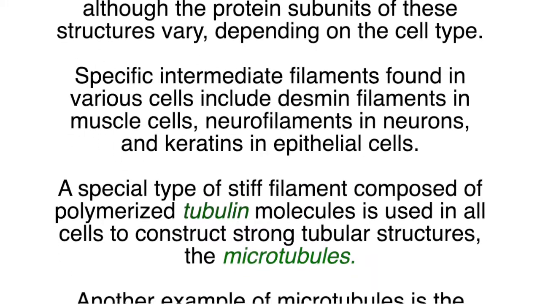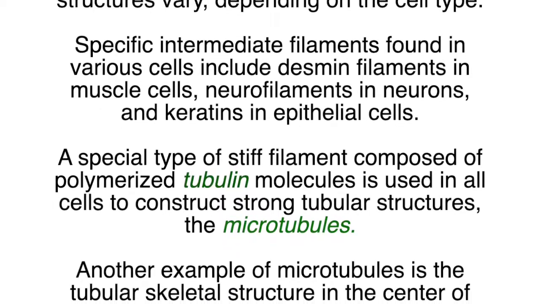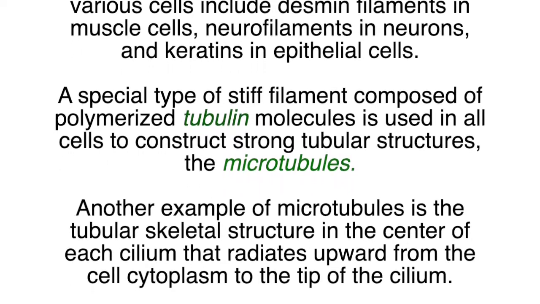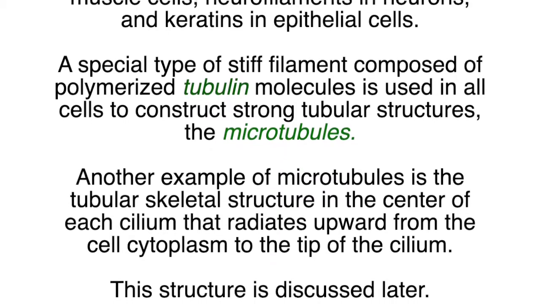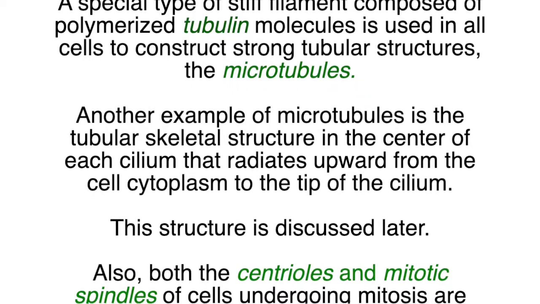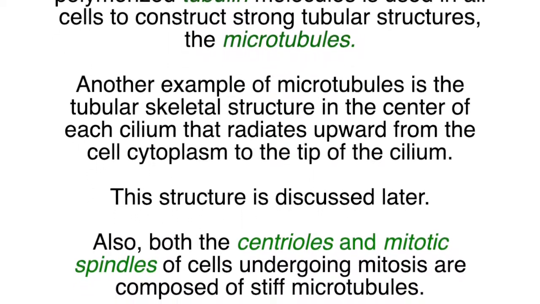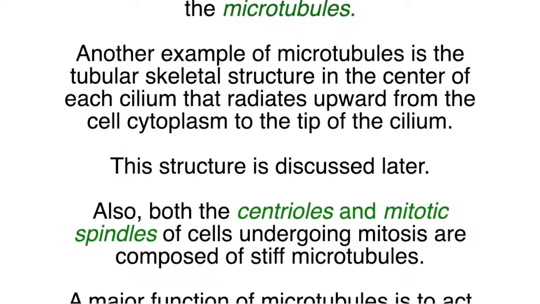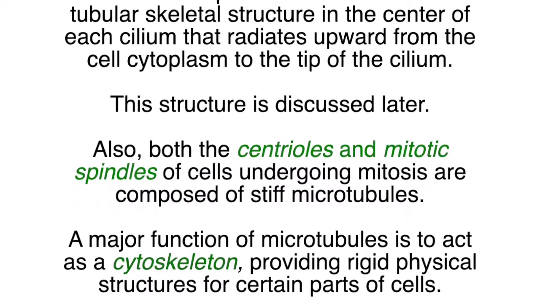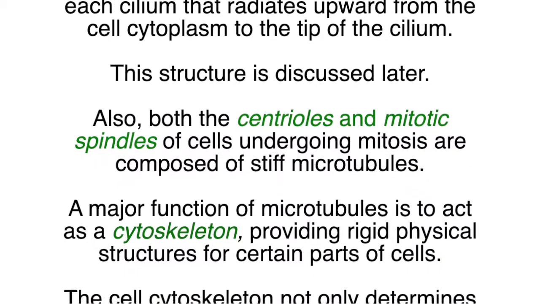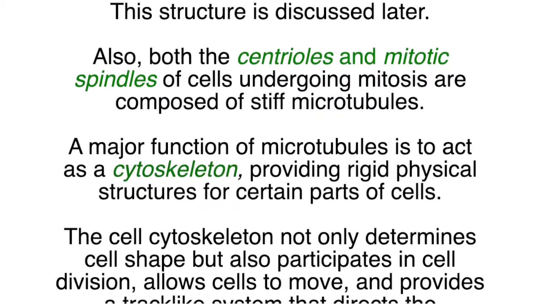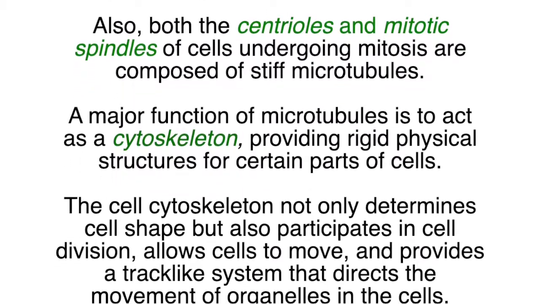cells. A special type of stiff filament composed of polymerized tubulin molecules is used in all cells to construct strong tubular structures, the microtubules. Another example of microtubules is the tubular skeletal structure in the center of each cilium that radiates upward from the cell cytoplasm to the tip of the cilium. This structure is discussed later. Also, both the centrioles and mitotic spindles of cells undergoing mitosis are composed of stiff microtubules.